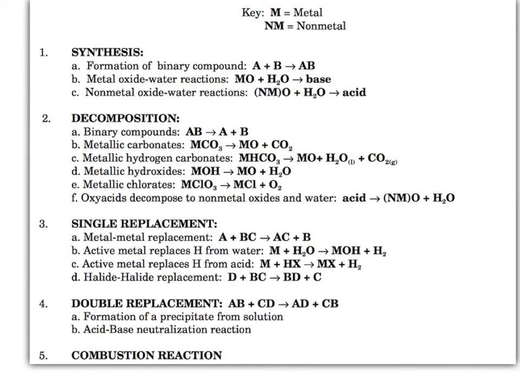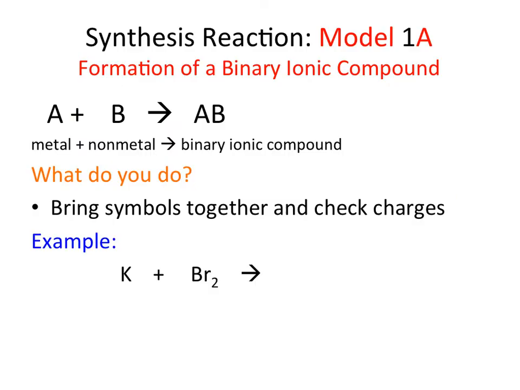So in front of you is a copy of the guidelines that you will need to follow using your reference sheet. In this particular section, we will only focus in on the synthesis and decomposition models. So the first model that we will look at under synthesis reaction is 1A, and that is the formation of a binary ionic compound. You will notice that on the left, the reactants are two elements, in this case a metal and a nonmetal, and they will form a single product, which is the binary ionic compound.